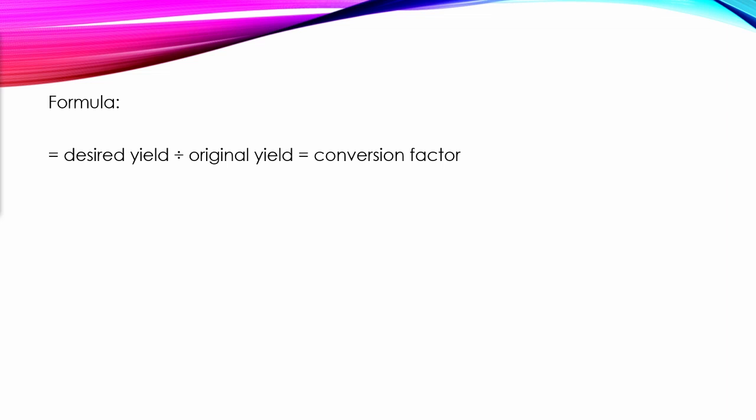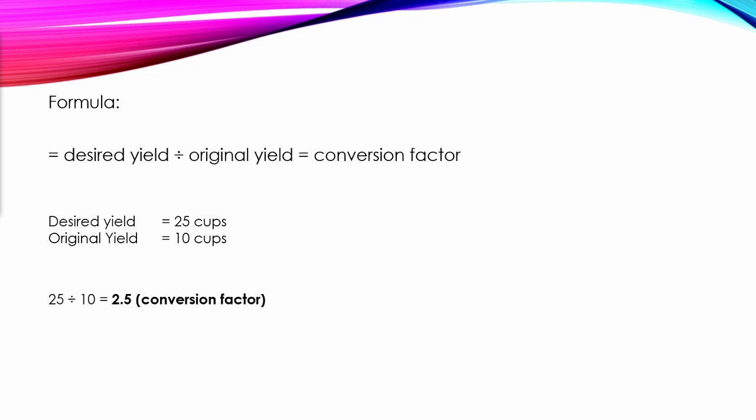The desired yield divided by the original yield will give you the conversion factor. So earlier, we mentioned that this recipe will give us 10 cups and you wanted to increase it to 25 cups. So we will use the following equation. 25 divided by 10 is equivalent to 2.5. Now 2.5 is your conversion factor. That is the first step.